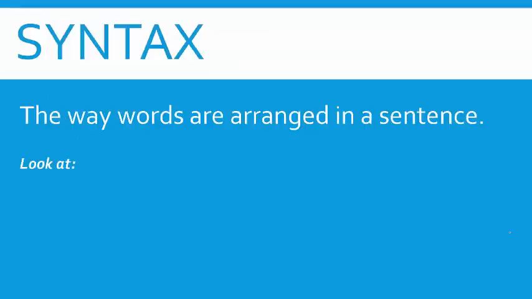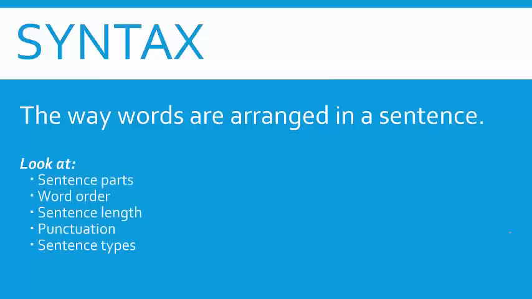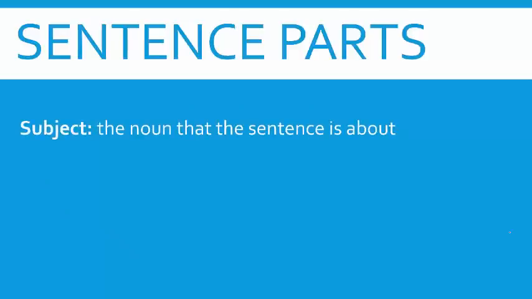So syntax, in the most basic of terms, is the way words are arranged in a sentence. You're going to look at 5 different things: sentence parts, the word order, sentence length, punctuation, and sentence types. So let's look at sentence parts first and foremost. Often you will see a subject, and this is the noun that the sentence is about. Don't worry, an example is coming very, very shortly.